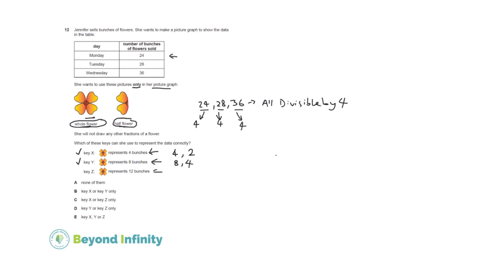Finally, when we look at 12, a whole flower is 12 and a half flower is 6. Look at these 3 numbers here. 24, that's divisible by 12. 36, that's divisible by 12. But 28, well, it's not divisible by 12 and it's not divisible by 6. So that means 28 cannot be represented by 12, which is the whole flower, or 6, which is the half flower. Therefore, key Z is not going to work.